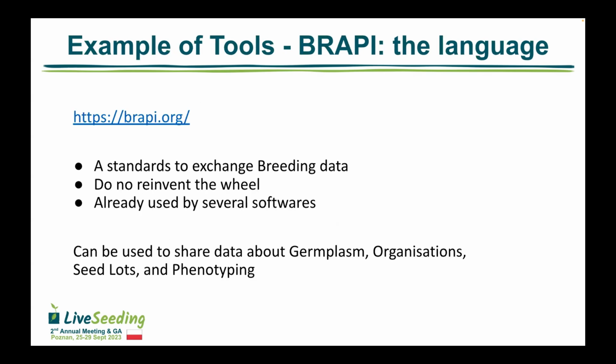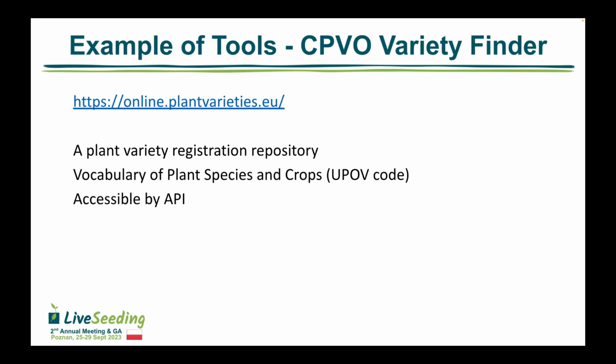So we propose a few tools that are not developed inside the project. We try to avoid creating new things, and instead reuse what already exists. One of these tools is BrAPI. It is a standard that can be used to exchange data between different breeding organizations. It has been used by a lot of organizations. So we propose to use this format because it allows you to exchange data about germplasm, seed lots, and also phenotyping data between different software.